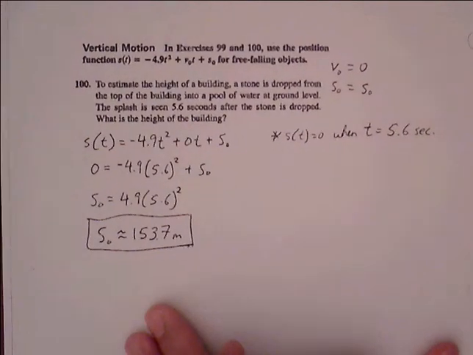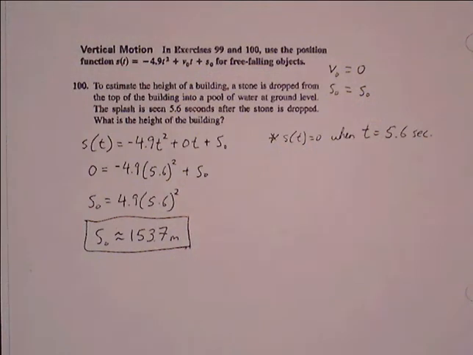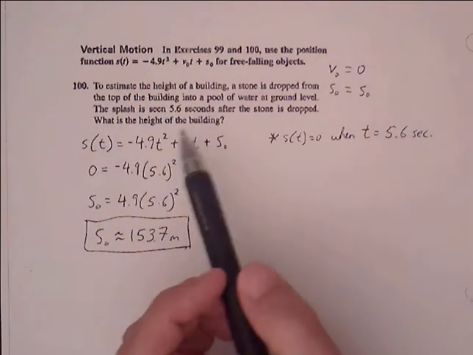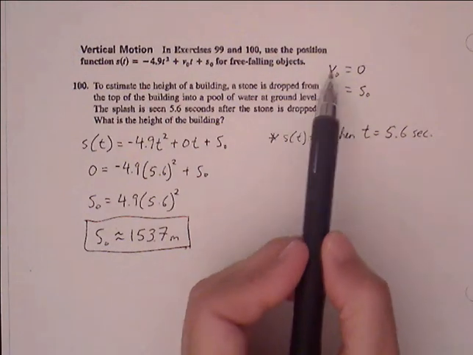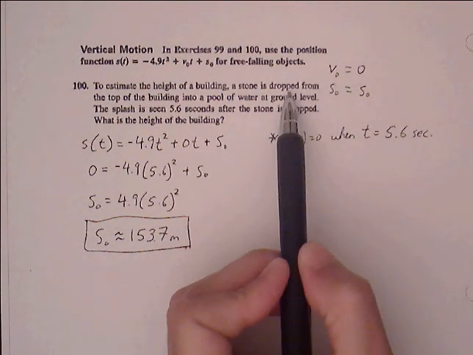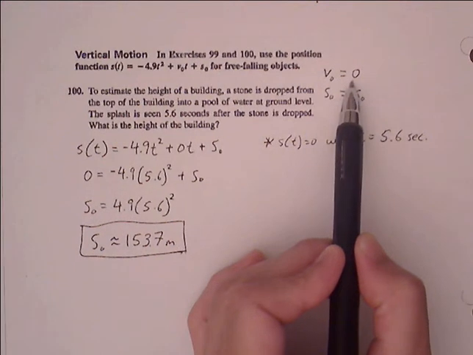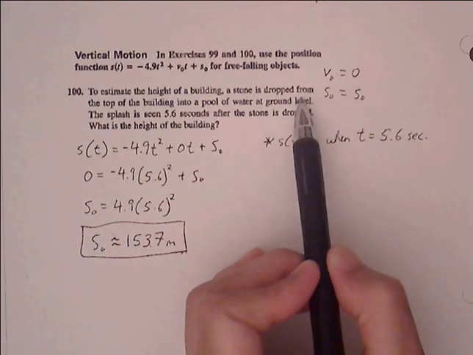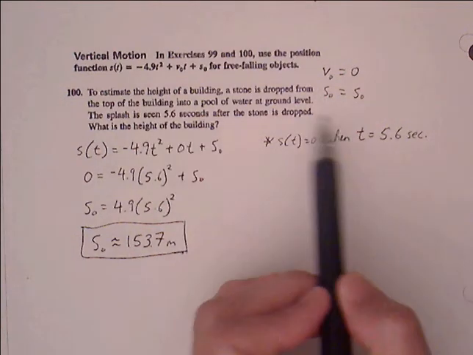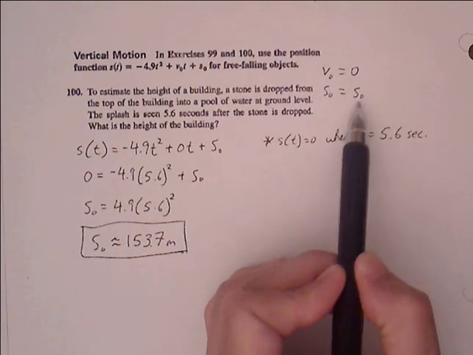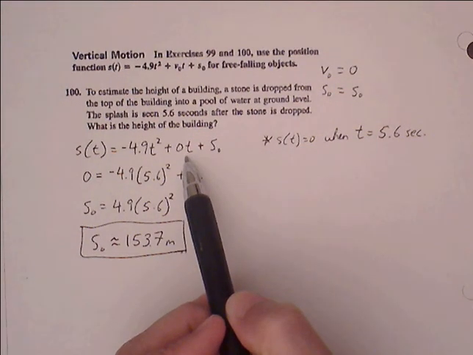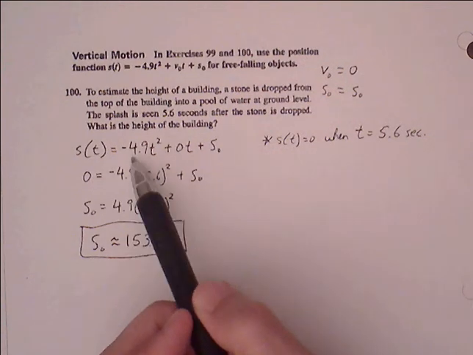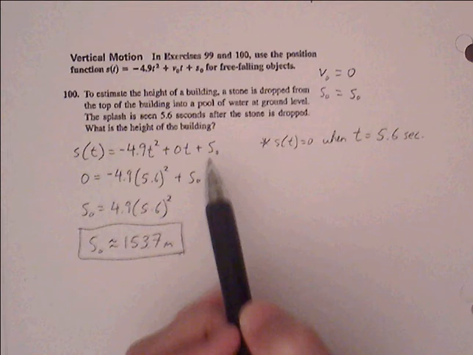Okay, number 100. To estimate the height of a building, a stone is dropped from the top of the building into a pool of water at ground level. The splash is seen 5 seconds after the stone is dropped. What's the height of the building? So the stone is being dropped, so it's not being thrown, which means the initial velocity is 0. But we don't know how high the building is, so we don't know S sub 0. So right now we're just going to hold on to this variable S sub 0. But we know the velocity, so we can replace V sub 0 with 0. So our position function is negative 4.9 t squared plus S sub 0.